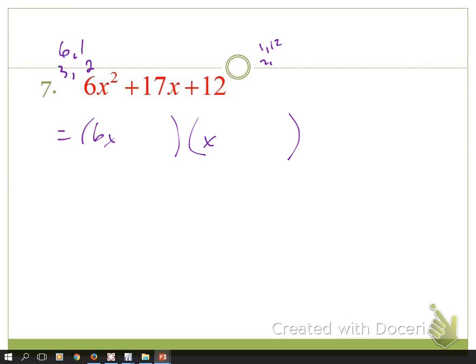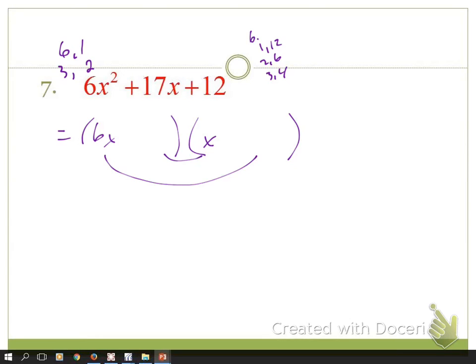1 and 12, 2 and 6, 3 and 4. We could do the negative factors, negative 1, negative 12, negative 2, negative 6, negative 3, negative 4, but they're going to have to add to a positive number, and two negatives cannot add to a positive number, so I don't worry about the negatives. All right, when I draw my smiles say that I need to multiply one factor by 6, add the other one, and get 17.